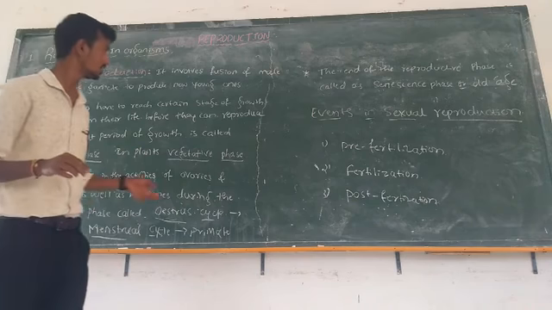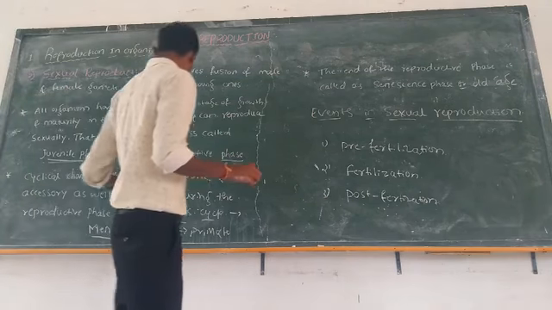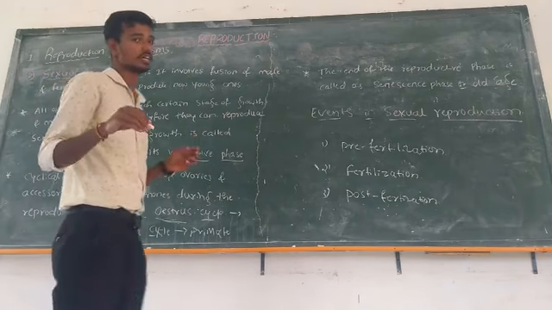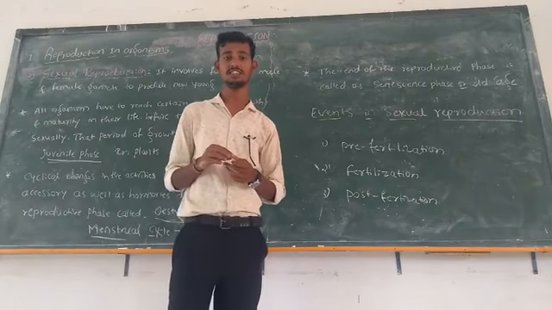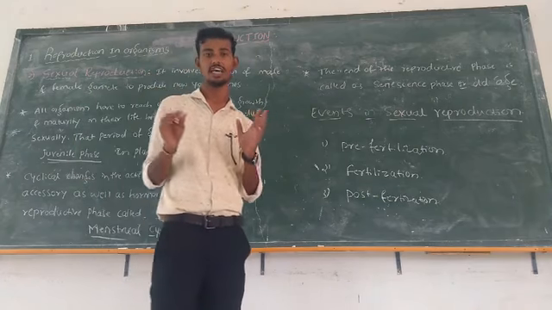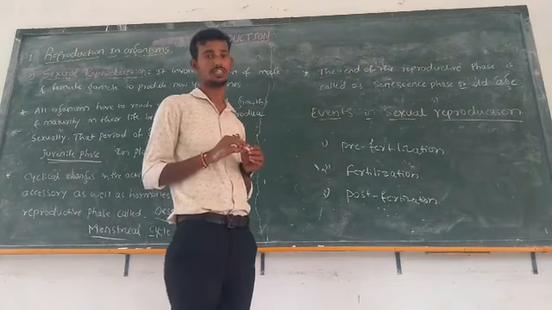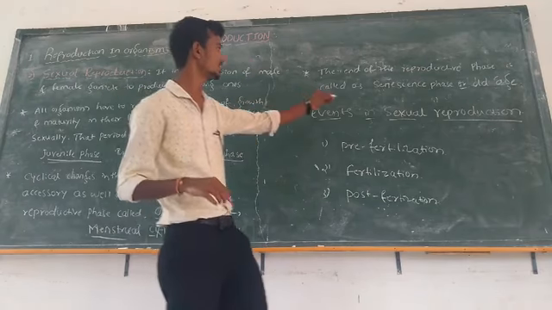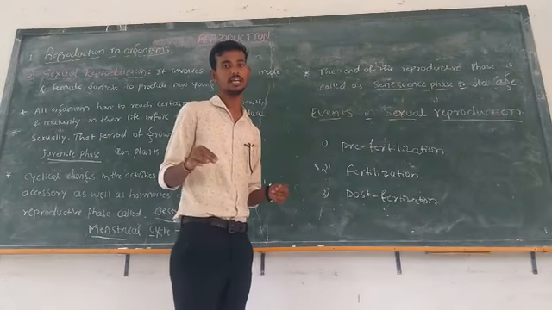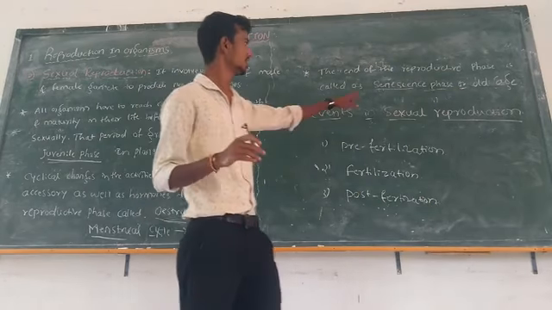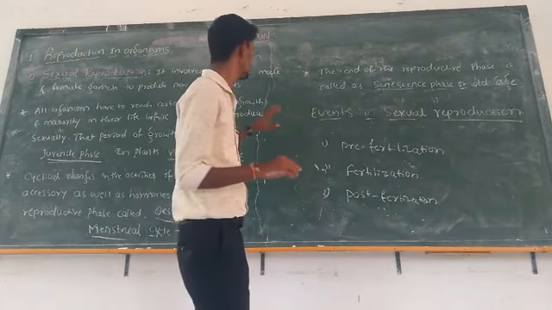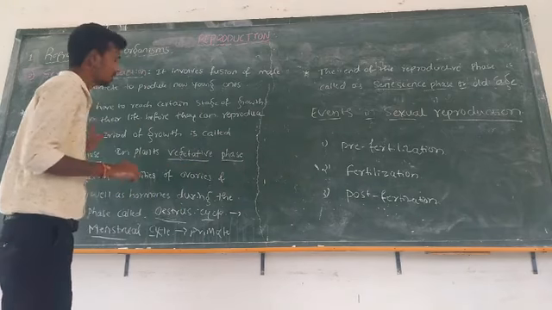Moving on to the next point, as we have seen in all animals, the final stage of the reproductive phase is called the senescence phase, or old age. After the senescence phase, the animal leads to death; this is the final stage. Okay, these are the most important points of sexual reproduction.